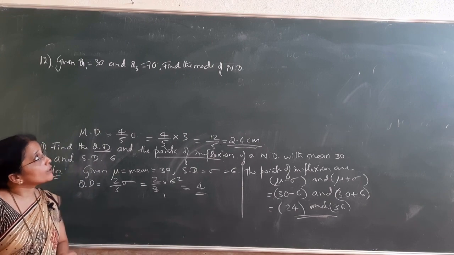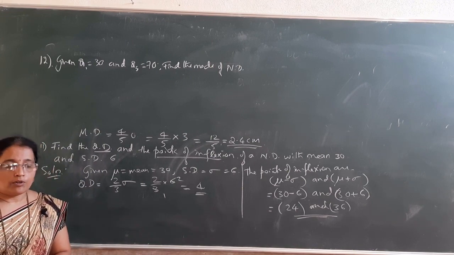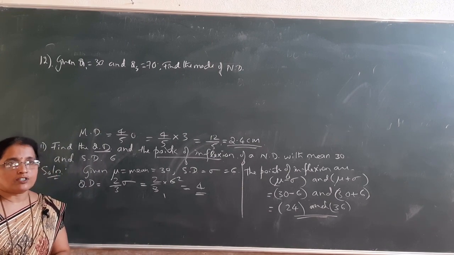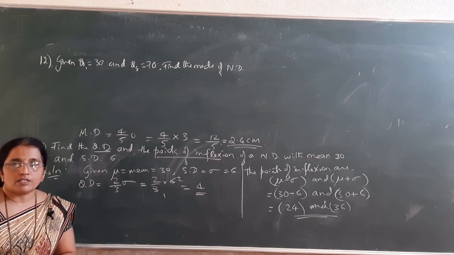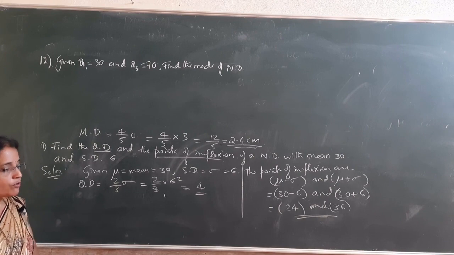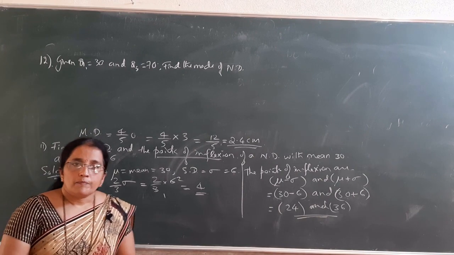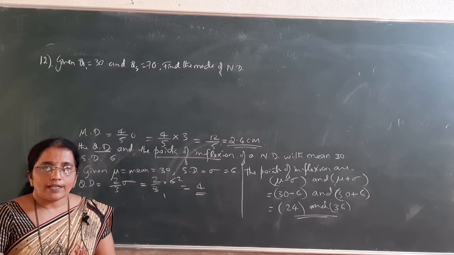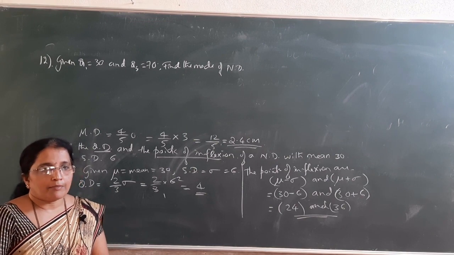How to find a mode? Now we know the feature of normal distribution. Since the normal distribution is symmetric, mean, median and mode are equal. And one more factor we have seen, that is Q1 and Q3 are equidistant from median.